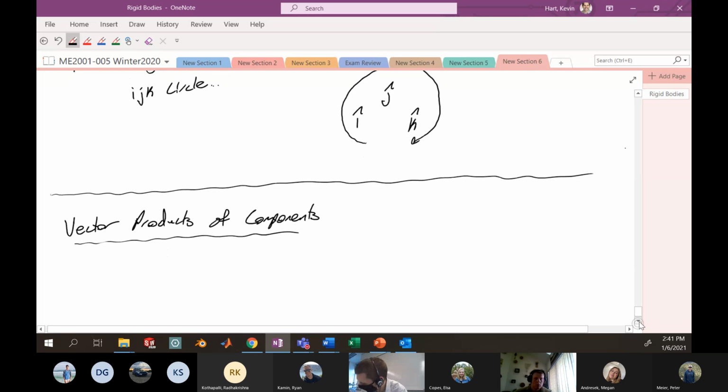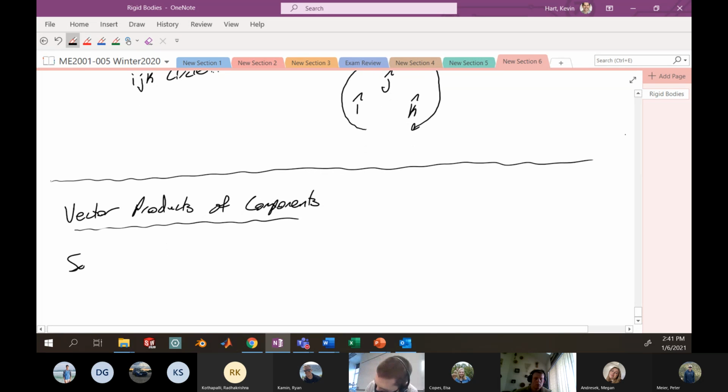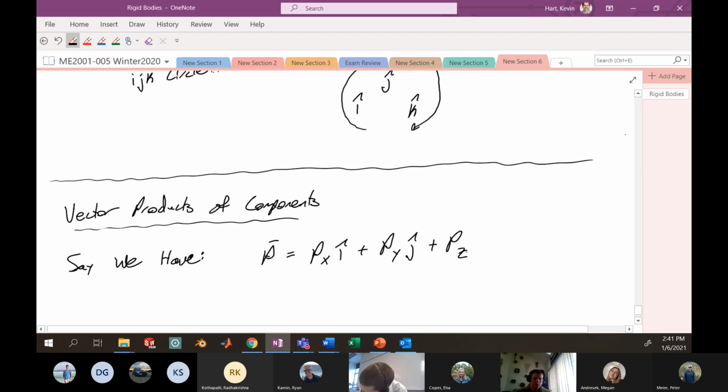What do I mean by this? So say we have two vectors p and q, but we're going to express them now in their rectangular coordinates. So we have some magnitude of p in the x direction, which is in i hat, plus some magnitude of p in the y direction, which is in j hat, plus some magnitude of p in the z direction, which is in k hat. Similar for q.